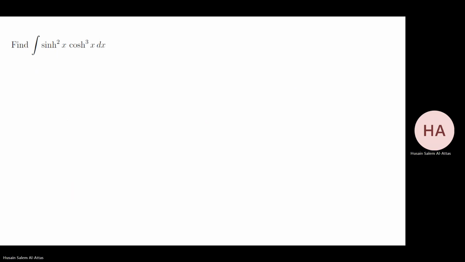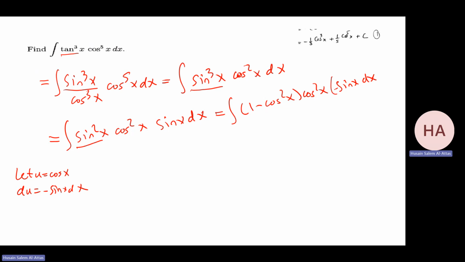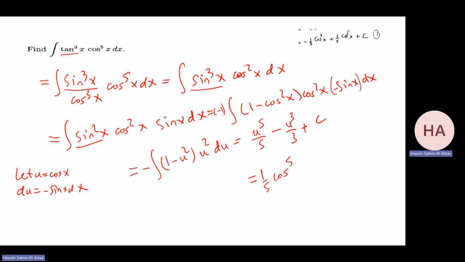So I need a minus sign here. And then I need a minus sign here. Okay. Let me give it a space here. So I have minus 1 minus u squared times u squared du, which is u to the power 4, so that gives me u to the power 5 over 5 minus u cubed over 3 plus c. That will be 1 over 5 cosine to the power 5x minus 1 over 3 cosine to the power 3x plus c, which is this one.